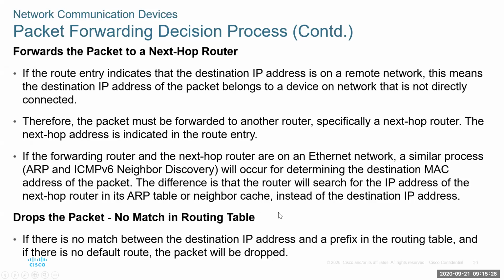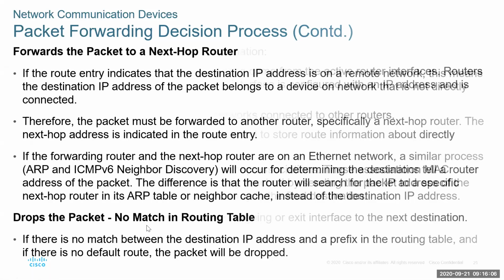If we forward that packet to the next hop router, then we're going to look inside our routing table and find out that it's on a remote network, and therefore we're not going to be able to send that directly out. Therefore, we're not going to determine the MAC of the end device, but we are going to have to determine the MAC of the next hop router. So instead of sending it to the end device, we're just going to send it out to the next hop router. And that's generally found either in the ARP table or a neighbor cache, instead of trying to use the destination IP address. Otherwise, if there is no match, it just drops the packet.